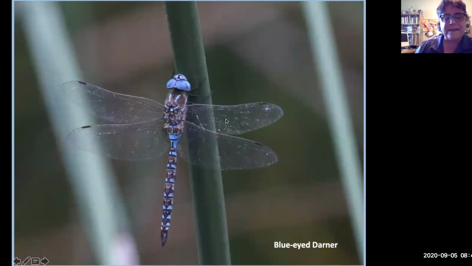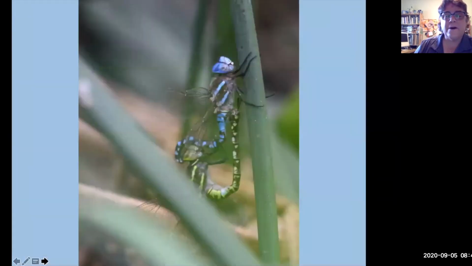But this is a blue-eyed darner. In the dew, you can find them by looking for the dewdrops, the reflection of the water on them, but they're absolutely stunning. You can photograph them sitting, in flight, or this is a mating position. This is a female. This is called wheel formation, and this is a male.